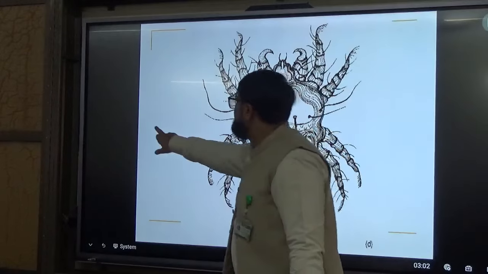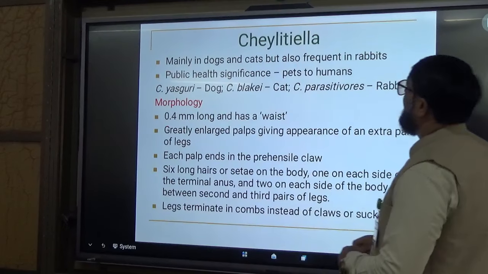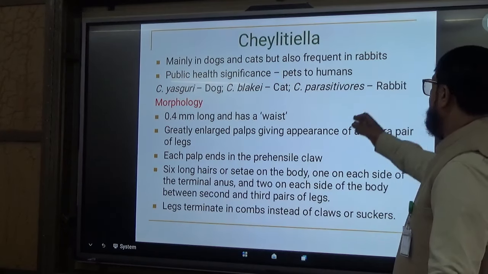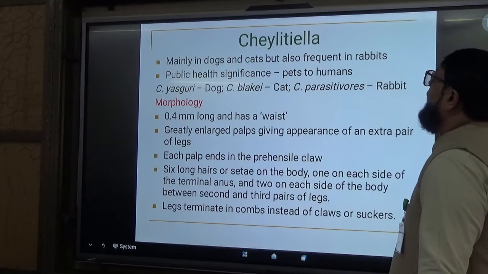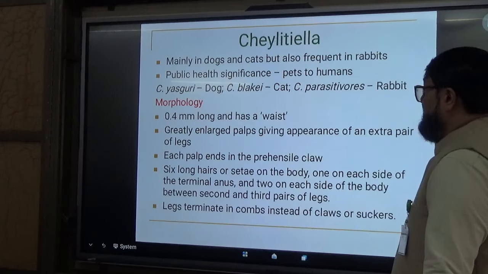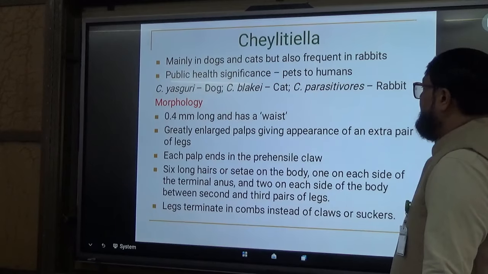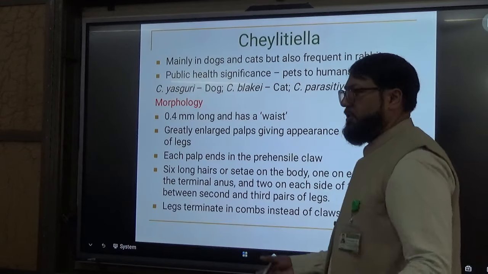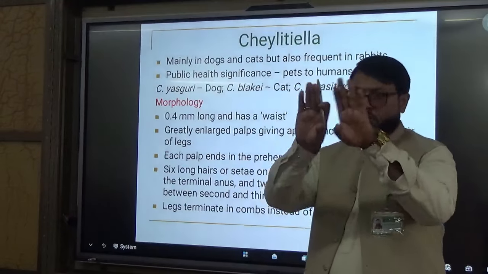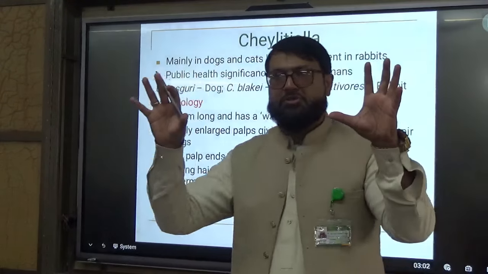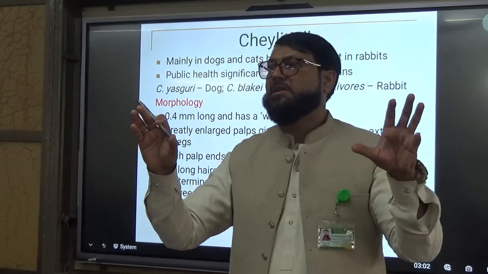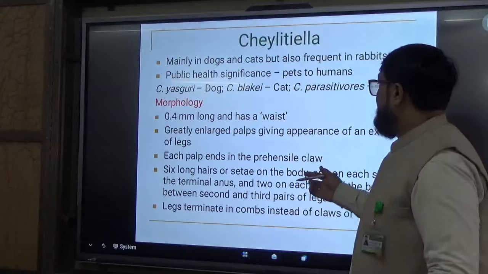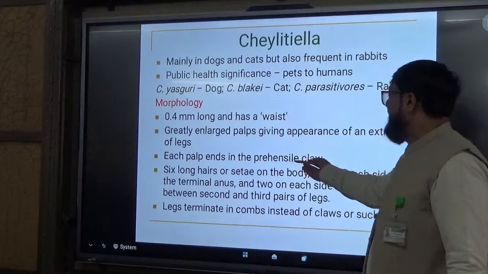The last one is Cheyletiella, which is mainly in dogs and cats, but frequent in rabbits. And there are various species. The morphology: it is 0.4 mm long, which is small, with greatly enlarged palps giving the appearance of an extra pair of legs. The palps, the pedipalps, which are just close to the mouth, are so strong that it gives an impression that there is probably an additional pair of legs. Each palp ends with a prehensile claw.